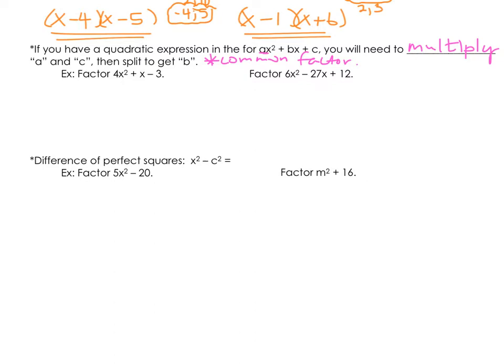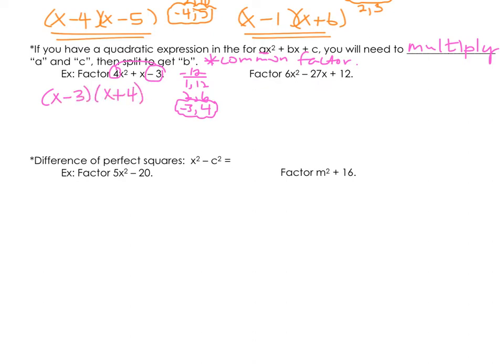It says multiply a times c and then split to get b. A is 4, c is negative 3. So if we multiply those two together, we actually get negative 12. Numbers that go into 12 are 1 and 12, 2 and 6, and 3 and 4. So I'm hoping this is kind of sounding familiar to you. We need to figure out how we can multiply two of those numbers to get negative 12 and add them to get positive 1 for the b value. If you thought negative 3 and positive 4, you're good to go. So this is that problem where we just go x minus 3, x plus 4 to start off with, but that's not our final answer.